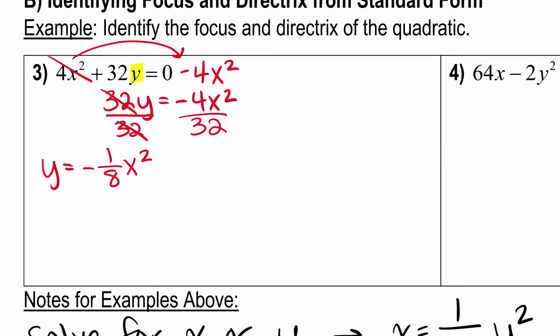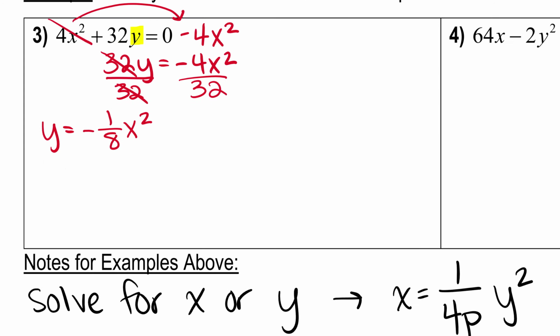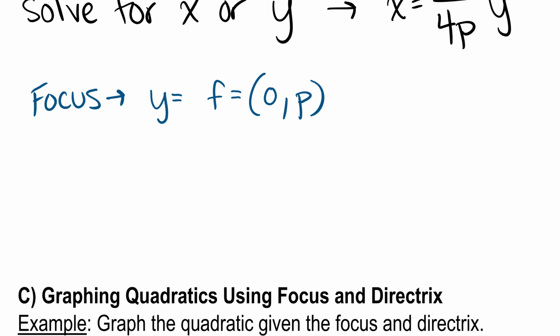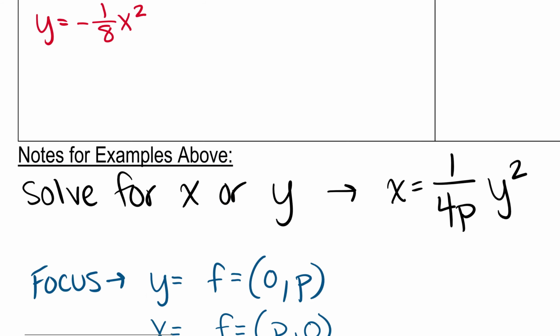Now, you're probably thinking, okay, I still need the focus and directrix. How does that help me? Well, if you don't remember from the last page, or you don't want to flip back and forth, we can write this down here. So focus, if I have a y equals equation, focus is 0, p. If I have an x equals equation, focus is p, 0. Okay, there's my focus. So let's find that.